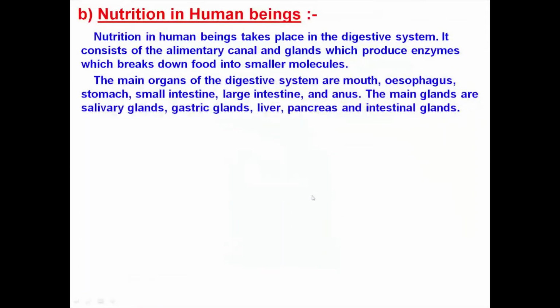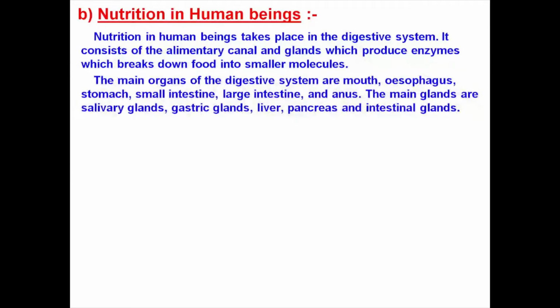So now let us discuss the nutrition in human beings. Nutrition in human beings takes place in the digestive system. It consists of the alimentary canal and glands which produce enzymes which break down the food into smaller molecules. We all are human beings, so nutrition in human beings is a vast topic in heterotrophic nutrition and is important for us.